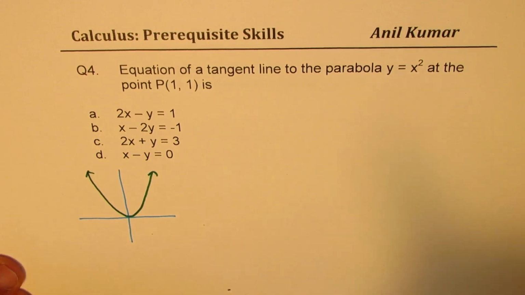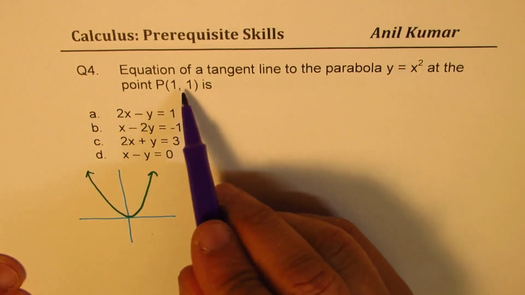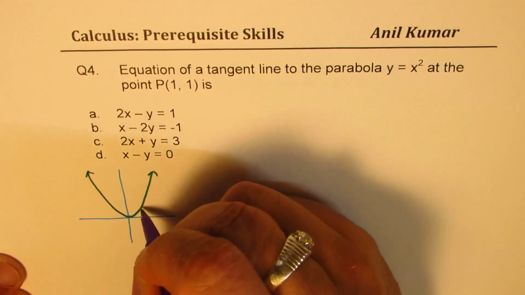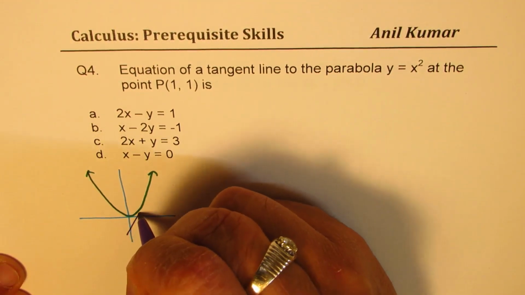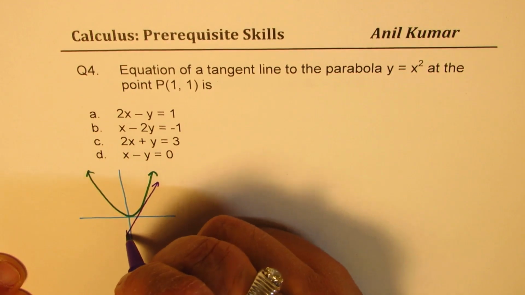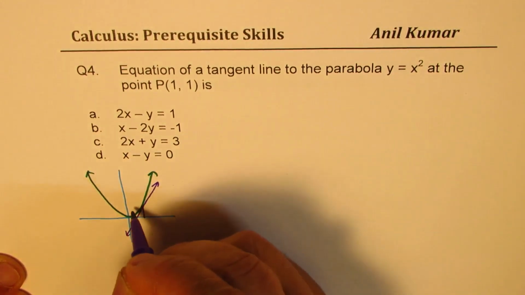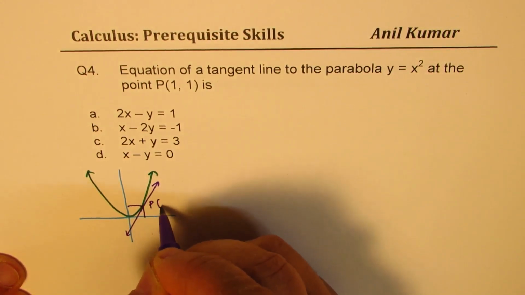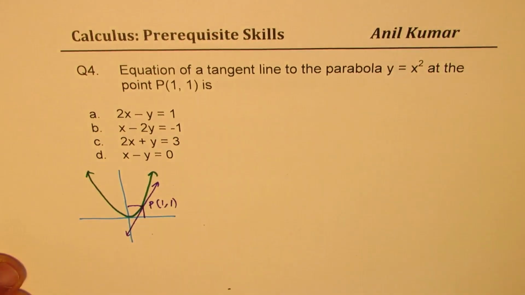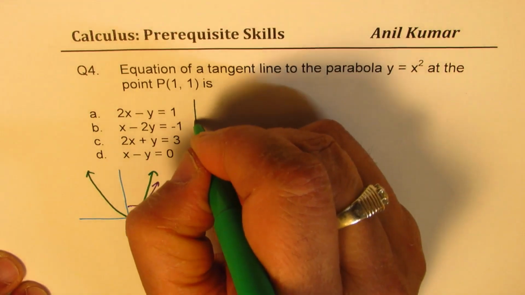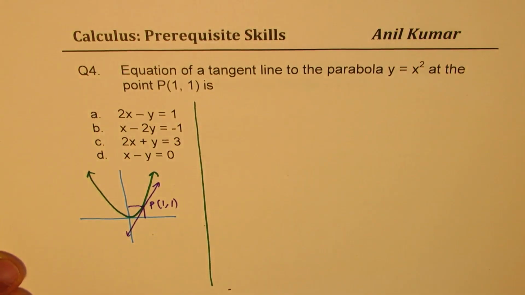And when we are saying equation of the tangent line at a given point, in this case the point is 1, 1. So let's say this is our point, and this point here is 1, 1. So we have to find the equation of this line. How do we do that? That is what we'll try to see, correct?